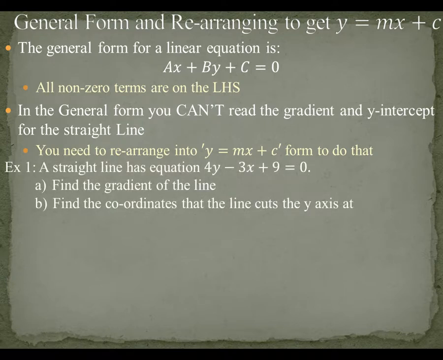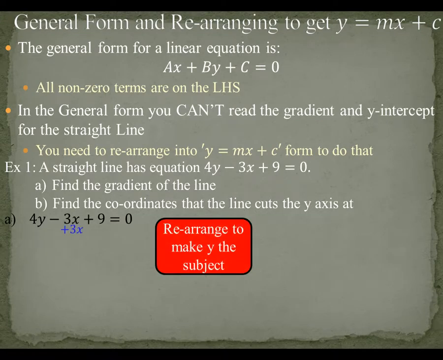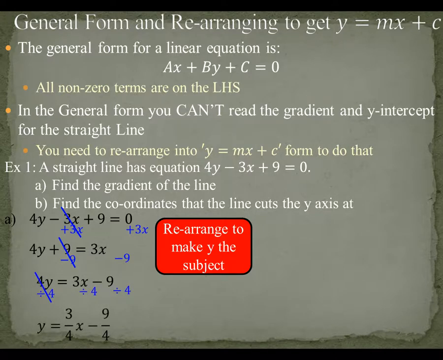So, example to try. Find the gradient of the line and find the coordinates where the line cuts the y-axis. Right, first one is simply to make it y equals. So you bring all the non-y terms over to the right-hand side. So plus the 3x, subtract the 9, then divide out the 4 because it's 1y. We want y equals mx plus c. So we divide out the 4 and you get 3/4 x minus 9/4. And that means the gradient is 3/4.